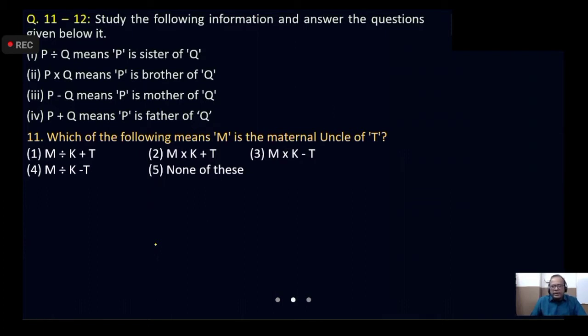They want to identify out of the given 5, one is none of these, so we will not worry about it. 1, 2, 3, 4, which equation is going to represent the relation between M and T as M is the maternal uncle of T. When you see M is maternal uncle of T, in your mind, you should visualize like this. So T is there and above him in the parent generation, M should be there because uncle is in the parent generation. Okay.